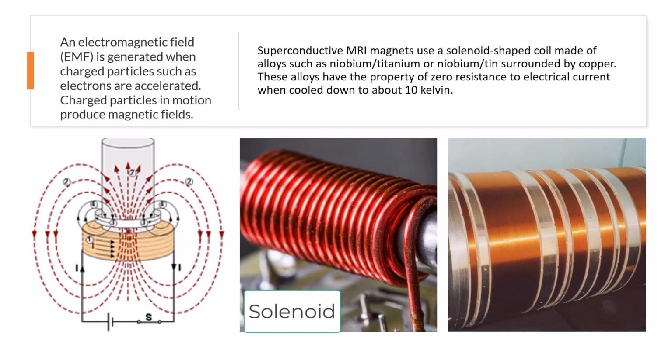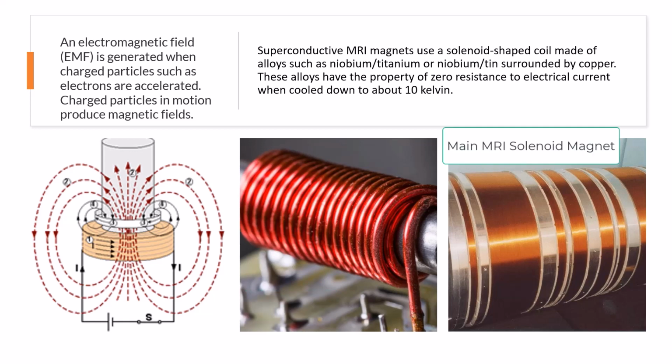Superconductive MRI magnets use a solenoid-shaped coil made of alloys such as niobium, titanium, or niobium and tin surrounded by copper. These alloys have the property of zero resistance to electrical current when cooled to about 10 degrees Kelvin.